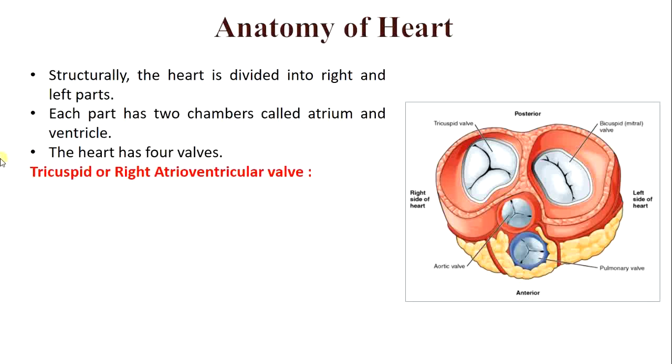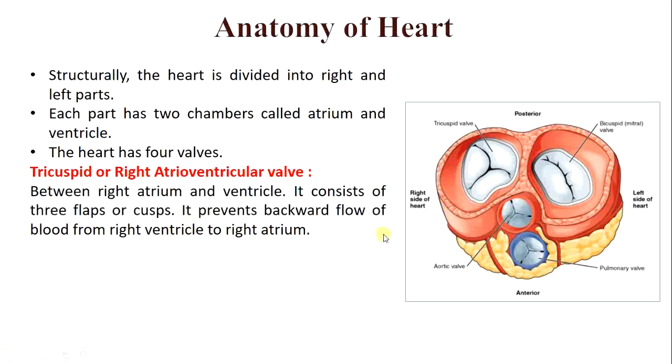So the first wall is the tricuspid wall, which is also called the right atrioventricular wall or AV wall. It is present in between the right atrium and the right ventricle. It consists of 3 flaps or cusps. It prevents the backflow of blood from the ventricle to the right atrium.